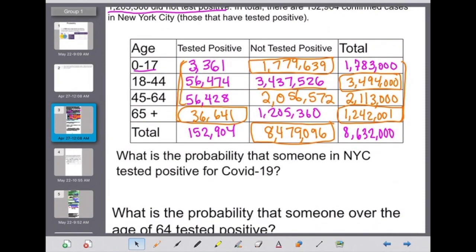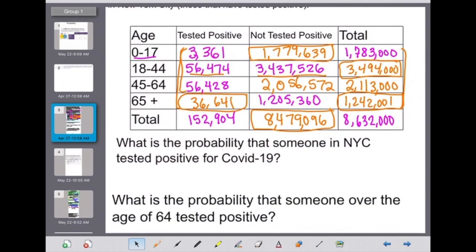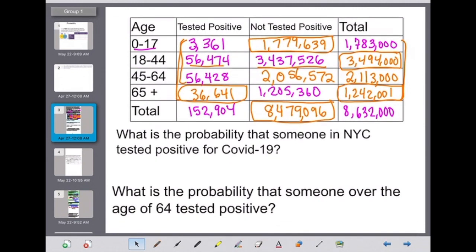So now the first thing says, what is the probability that someone in New York City tested positive for COVID-19? Well, all I'm going to look at here is how many tested positive, that's this guy, and how many people are in New York City. And that's how I'm going to write my probability. So it's just how many tested positive out of the total number of people.